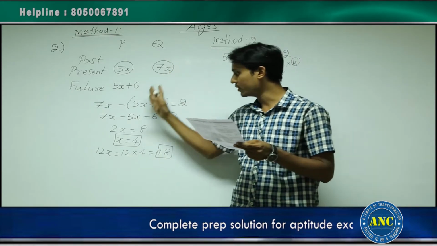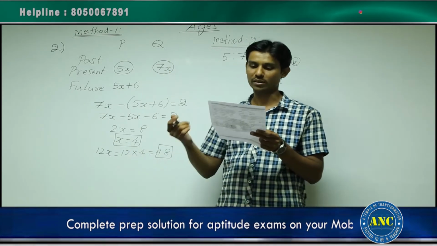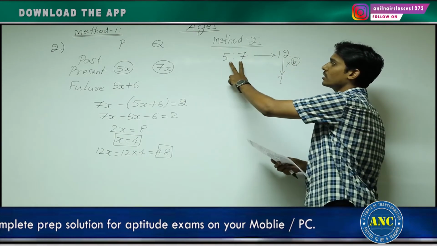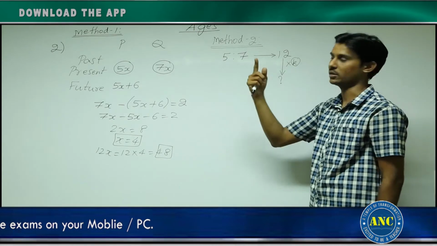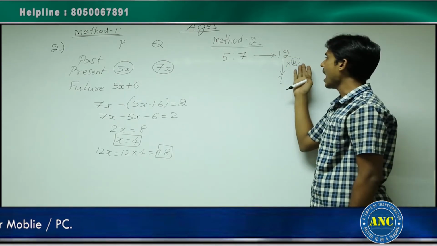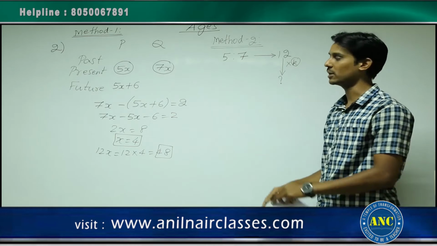You need not do any of these approaches. Very simple. According to the ratio, the total ages is 5 plus 7, 12. But according to the question, how much? 12 should become some other number. Answer should be a multiple of 4.